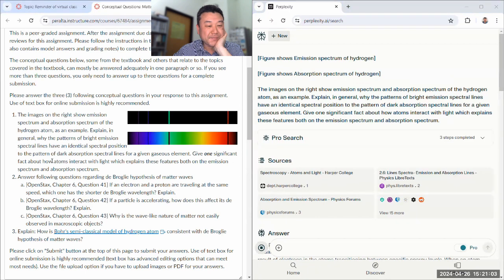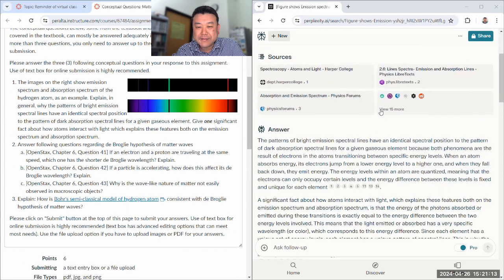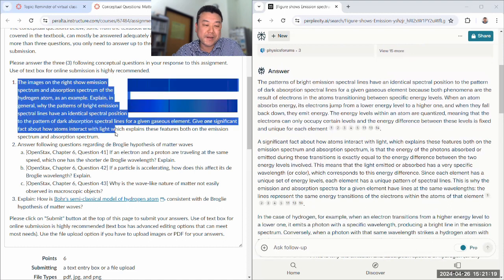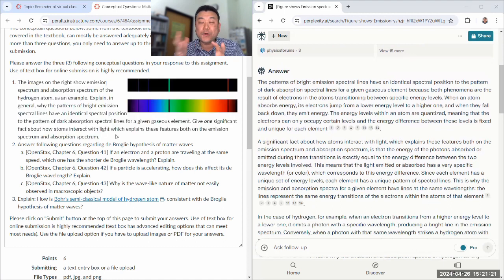One significant fact about how atoms interact with light: quantized energy levels, that one photon carries away all the energy difference, I think. Let's see how Perplexity answers it. It's been a while since I've looked at my own model answer, so I don't quite remember how I worded it in the model answer.